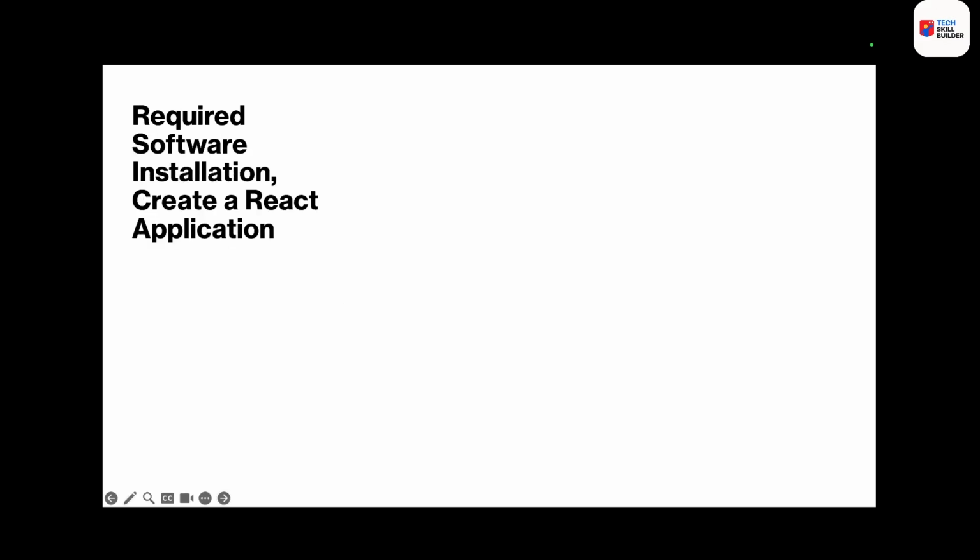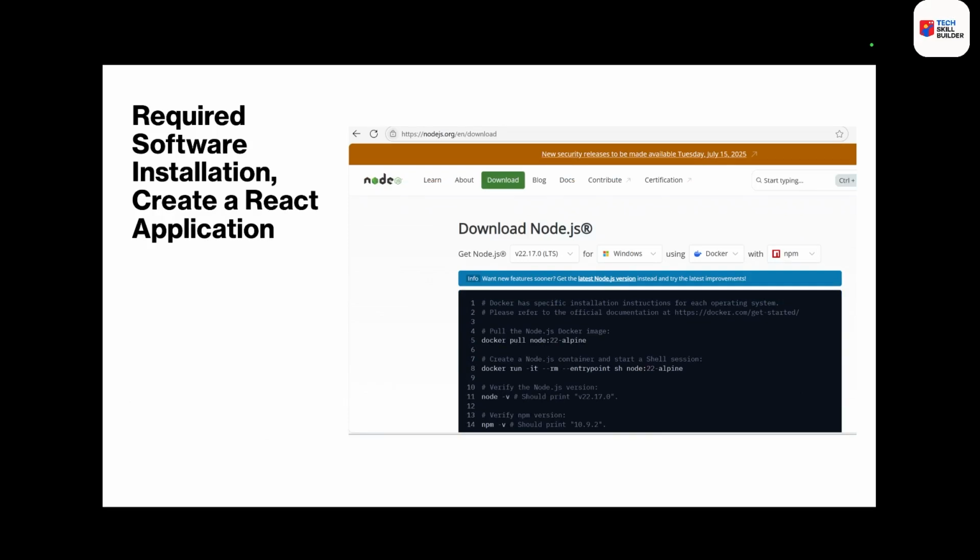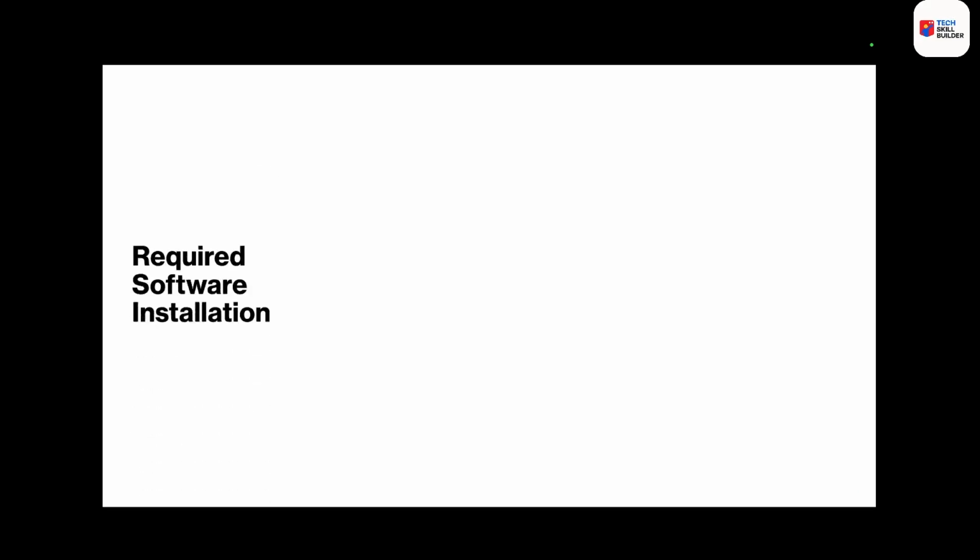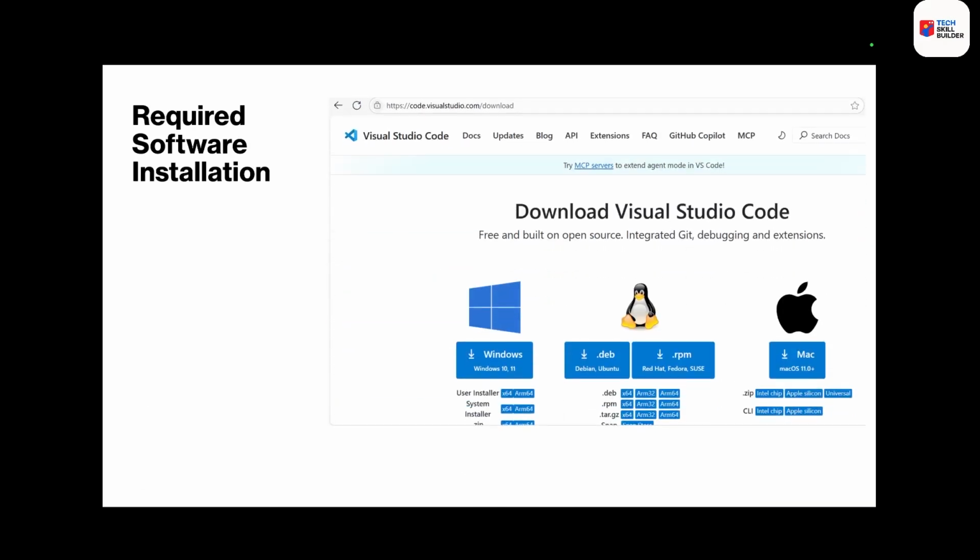To start working on creating application, we need to install few software like Node.js from nodejs.org website. Also, we need editor that we can use Visual Studio Code. So from this site, you can download whatever the OS version you have and install.